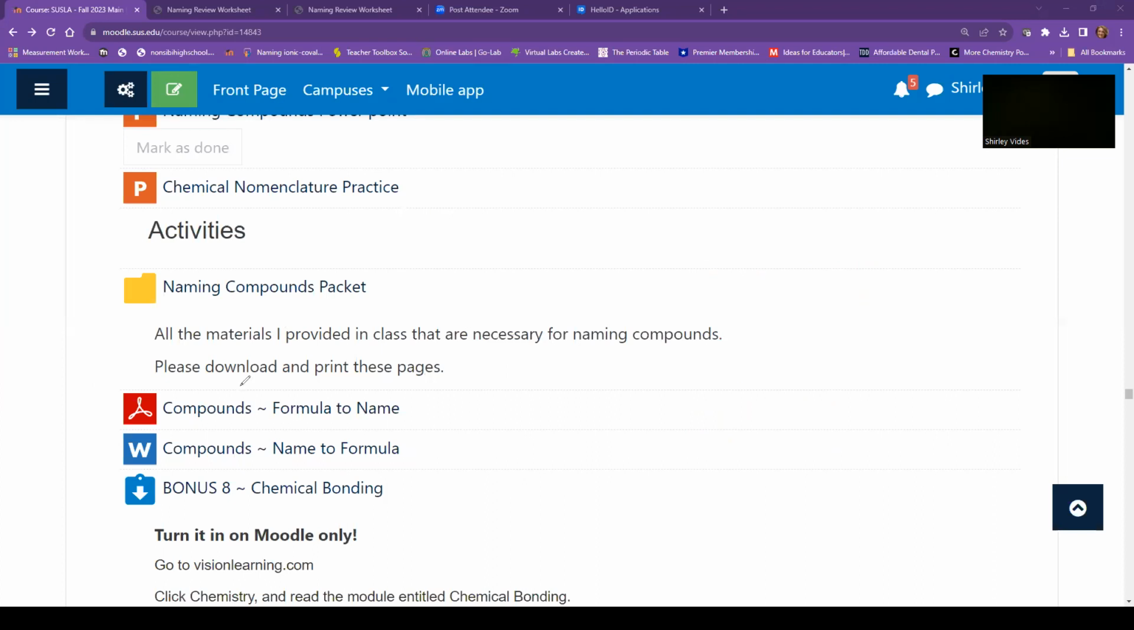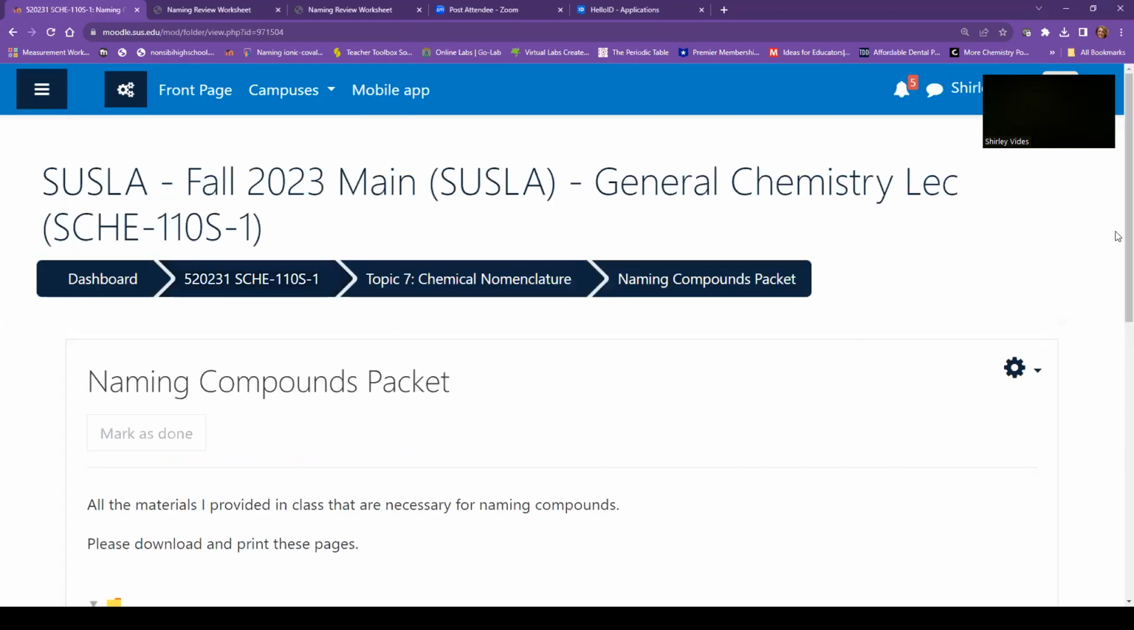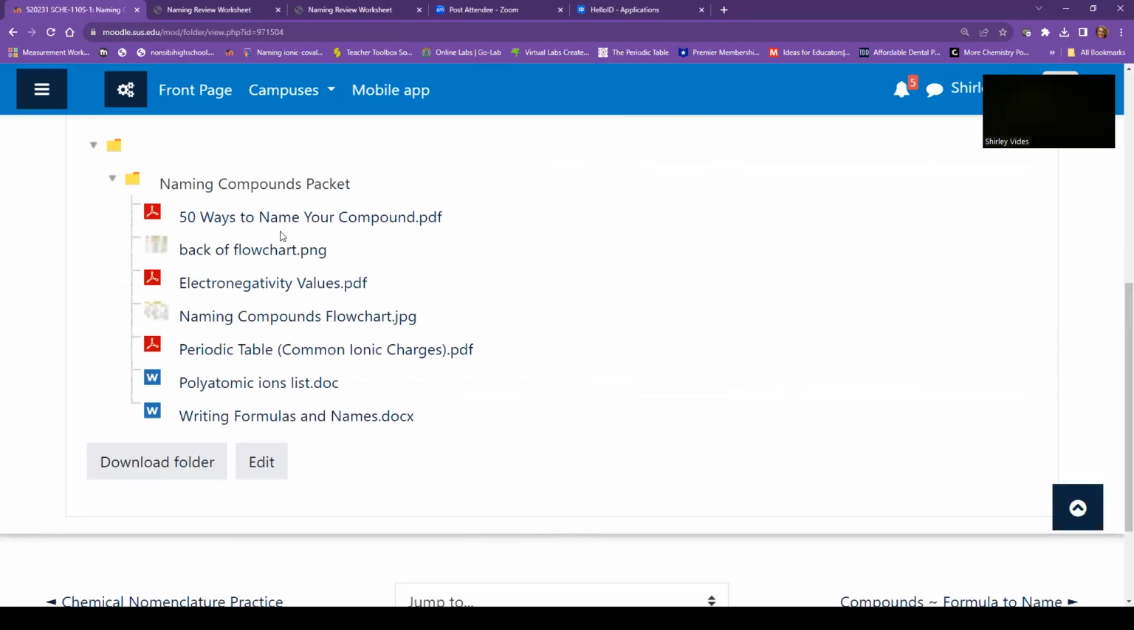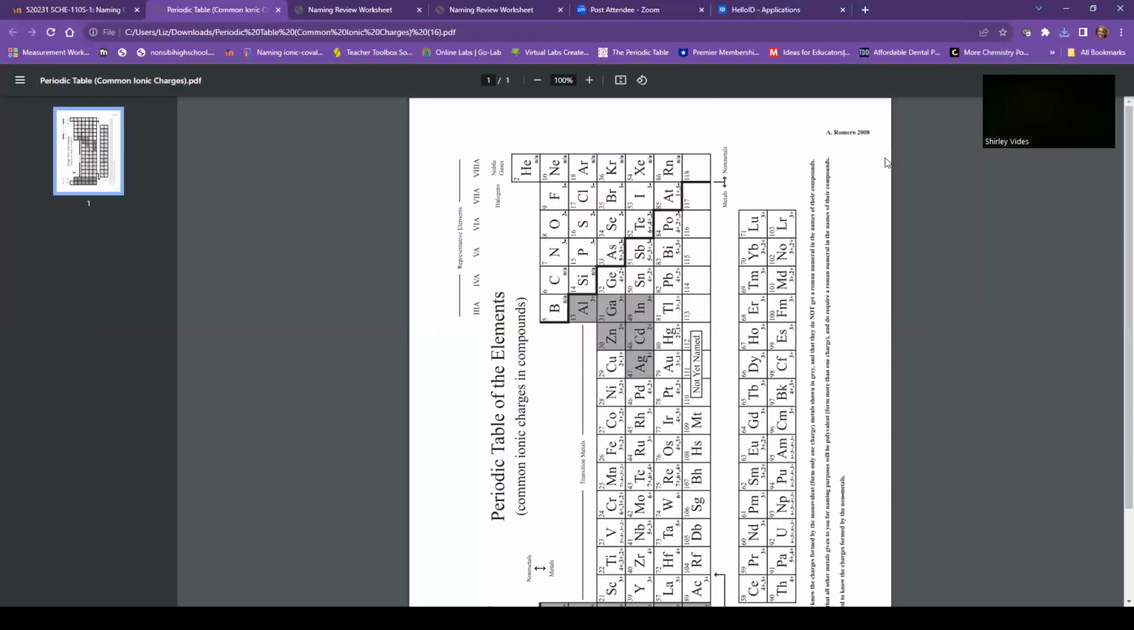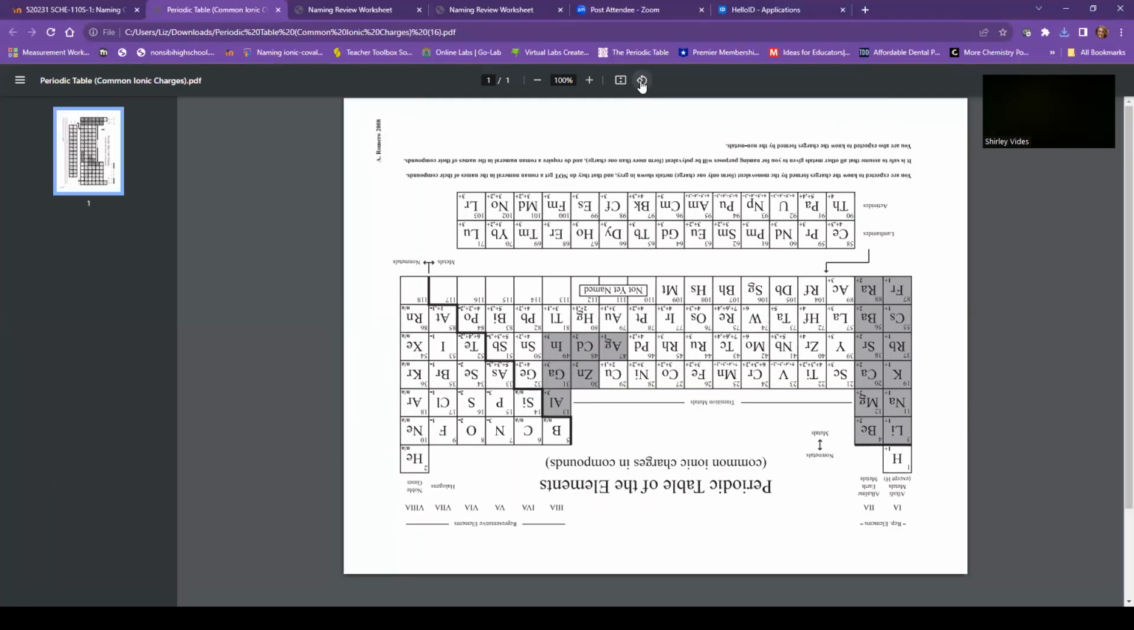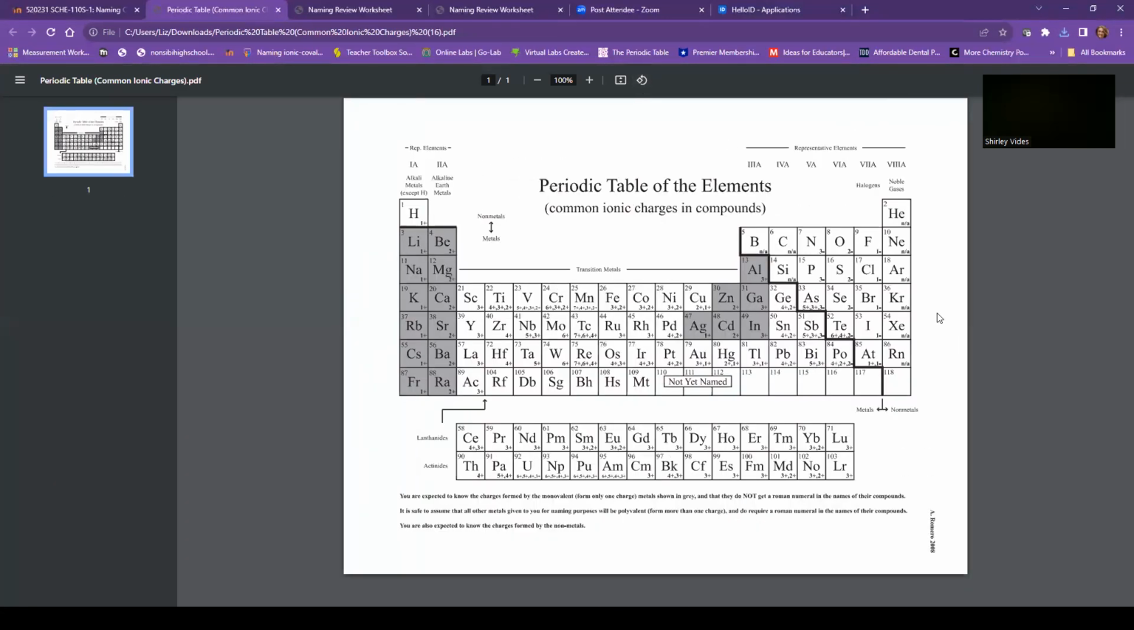Okay, see right here, the naming compounds packet. This packet has something that you need. And this right here is a periodic table with common ionic charges. This is a really good thing to have when you're making compounds. Let me flip it over, because it gives you all the possibilities. Okay, there we go. All the possibilities.